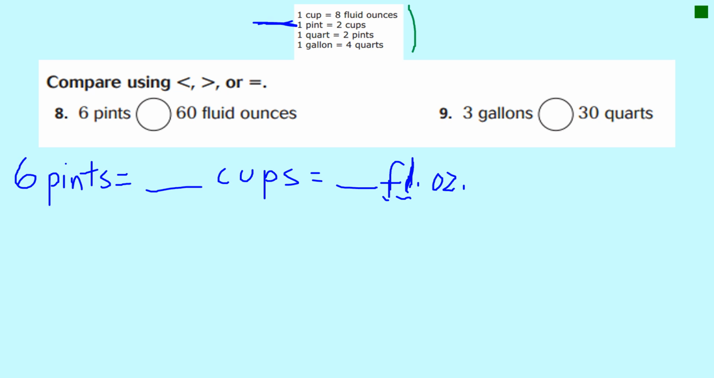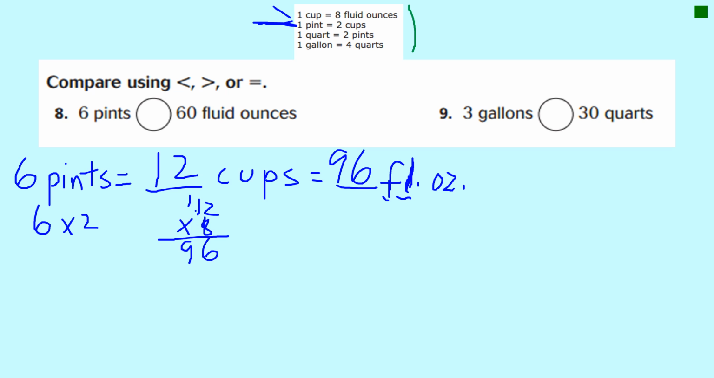1 pint equals 2 cups. So 6 pints is 6 sets of 2 cups. That's 12. Okay? And now we have cups to fluid ounces. Oh, we haven't done this one. 1 cup equals 8 fluid ounces. Oh my goodness. So 12 cups, 12 sets of 8 ounces. 8 times 2 is 16. 8 times 1 is 8, plus 1 more is 9. That is 96 fluid ounces.